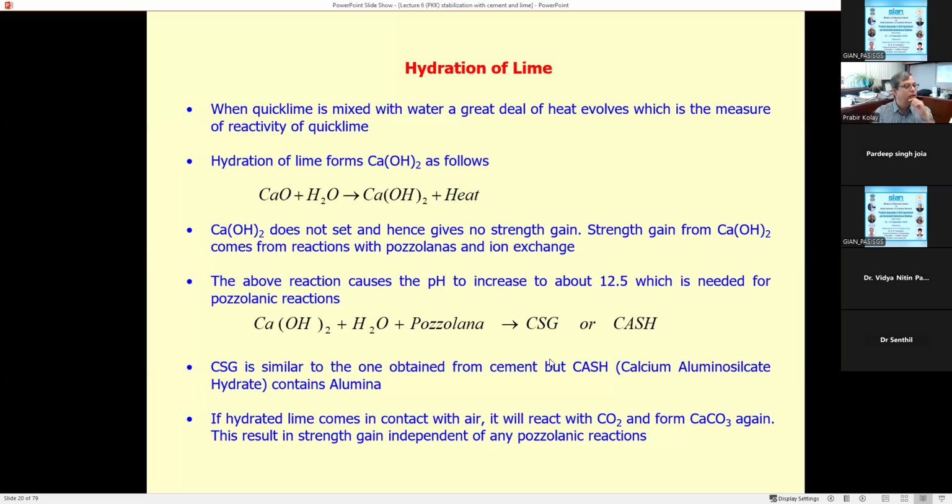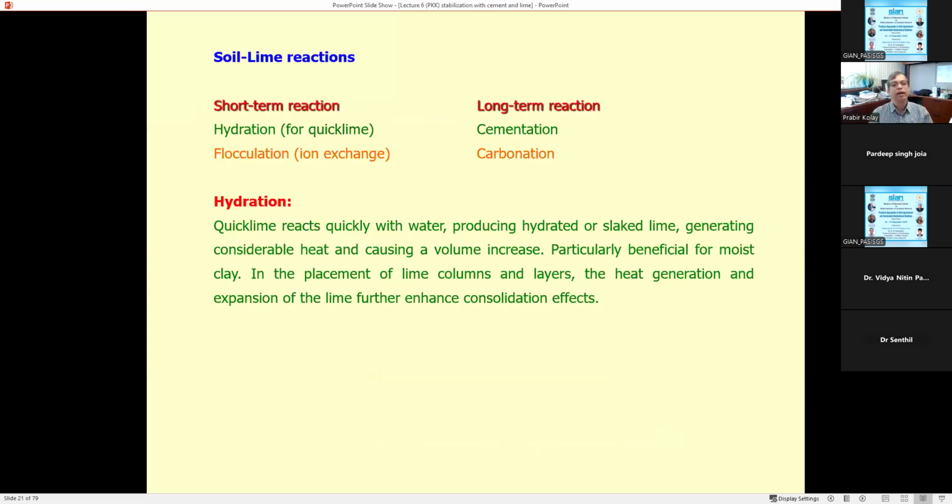So, hydration of lime, as we just mentioned, quicklime, this CaOH2 plus heat. CaOH2 plus water plus pozzolan will be forming calcium silicate hydrate or calcium aluminate silicate hydrate. We call it CSH, similar to the one obtained from cement, but CASH also contains alumina. Now, when we add lime to clay, there are short-term reactions and long-term reactions.